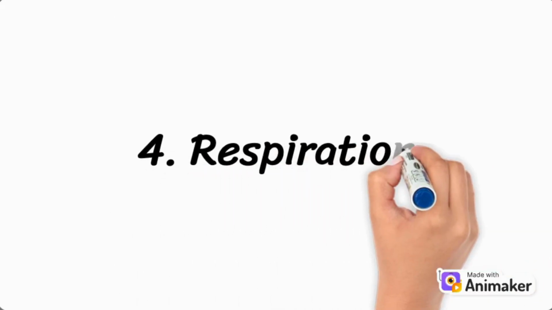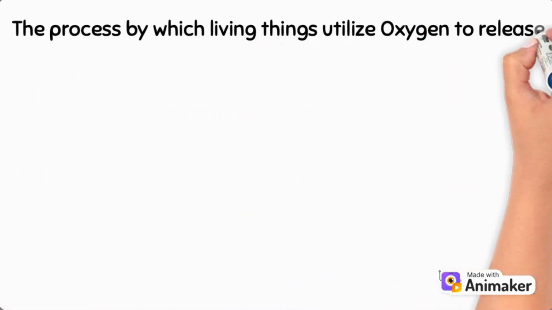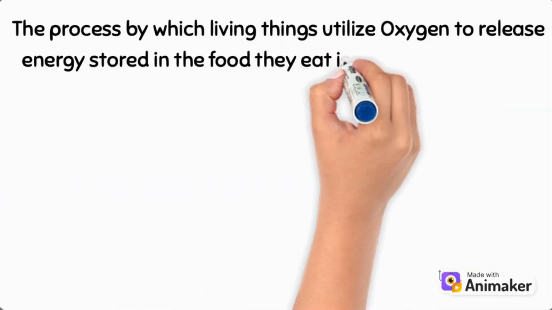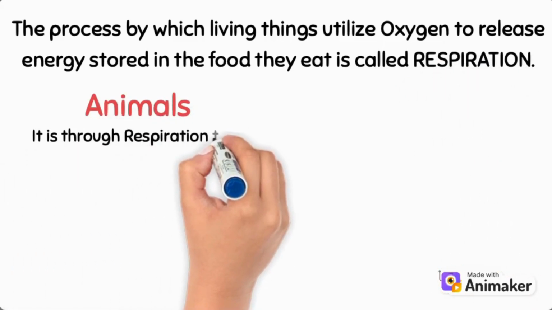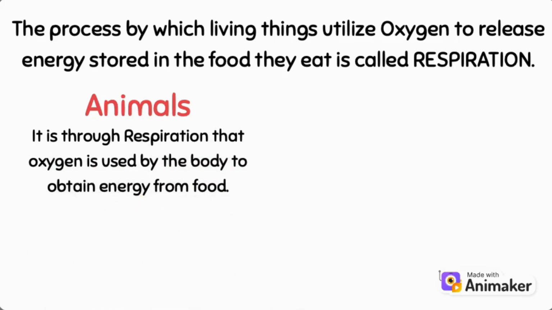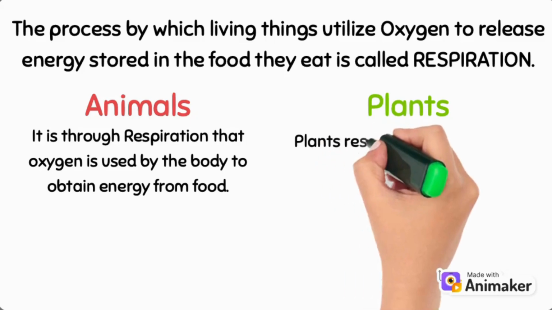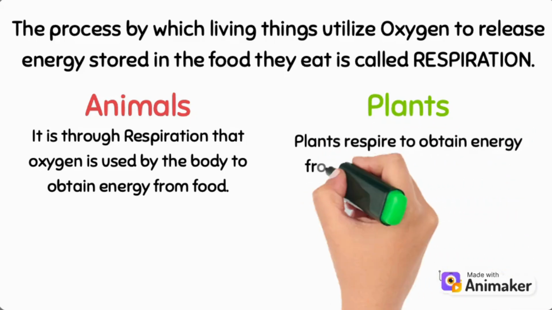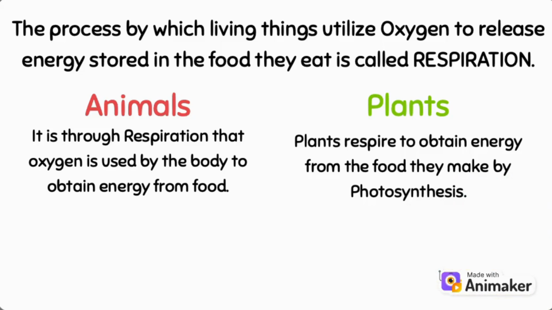Respiration. The process by which living things utilize oxygen to release energy stored in the food they eat is called respiration. In animals, it is through respiration that oxygen is used by the body to obtain energy from food. Plants respire to obtain energy from the food they make by photosynthesis.